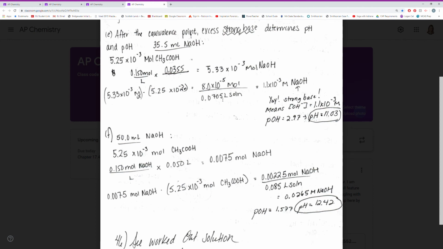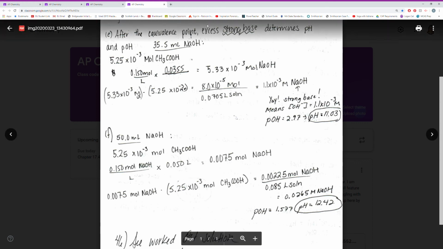So after the equivalence point, all of my original analyte, so in this case, the acetic acid, should be used up, and all I should have left is the titrant. And here we have a strong base titrant. So we need to figure out basically how much of that excess strong base we have, and that excess strong base is what's going to determine the pH and the pOH.